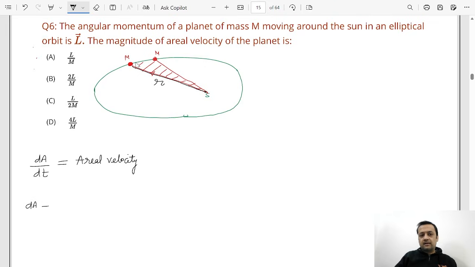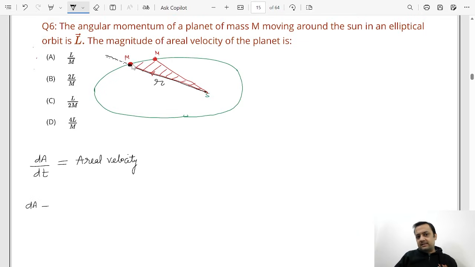This distance is r. So this is the velocity vector, and this is the direction of r. R is still here only, remember. Let me make a dotted line instead. R is still from S to M. This is the dotted line.